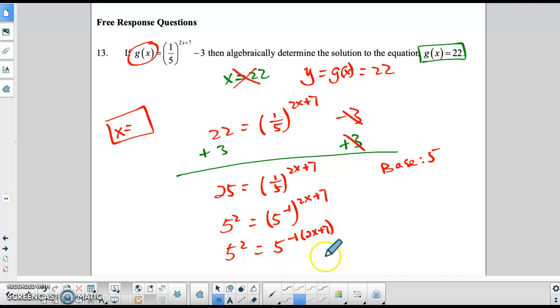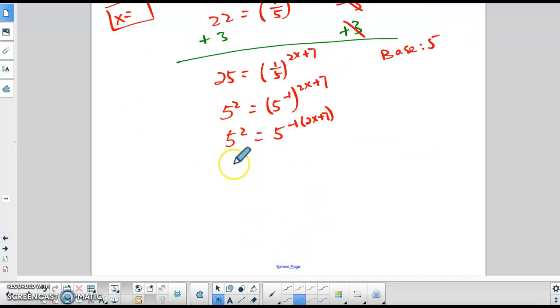Okay. Let's continue. 5 squared. And you are distributing -1. Right? So you have -1 times 2x gives you -2x. -1 times 7 gives you -7. Alright. They have the same base. The exponents must be equivalent. So 2 needs to equal -2x minus 7.